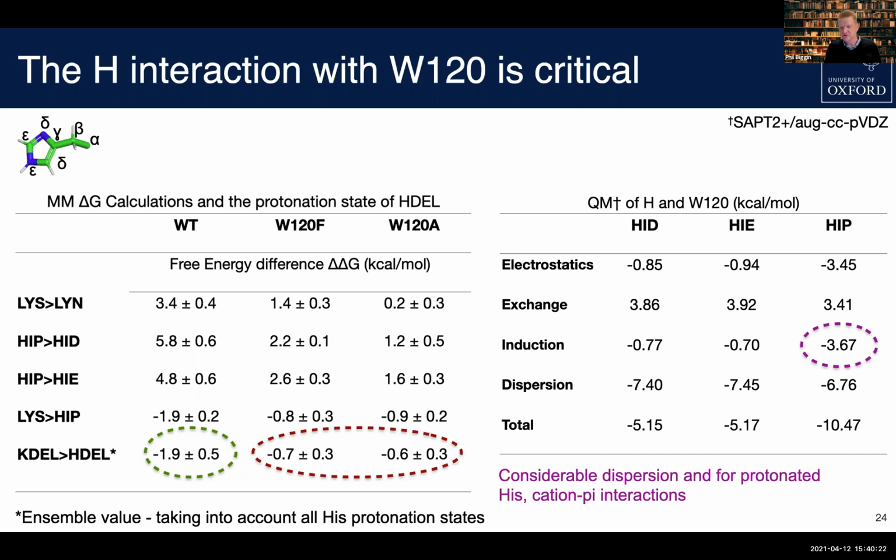And we can then also check with quantum mechanics, because we can't delve too much in terms of pi interactions with molecular mechanics, but we can do that with quantum mechanics. And what we found is that when you have a protonated histidine, you obviously get nice cation-pi interactions. That's what this induction effect here is showing you. You get quite a nice contribution from that. But you'll notice also that the dispersion effects are quite large in terms of the energetic contributions there. So you can convince yourself that these pi interactions between histidine and W120 are rather important, and probably are the reason that you get this gain in affinity compared to, for example, KDEL.